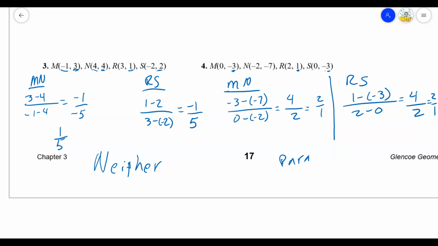Now, an interesting case that we didn't come across here would be a situation where we have a vertical line where the slope is undefined and a horizontal line where the slope is 0. They would be perpendicular. So keep in mind, a slope of 0 would be perpendicular to an undefined slope, because you would take that 0 and put it in the denominator.